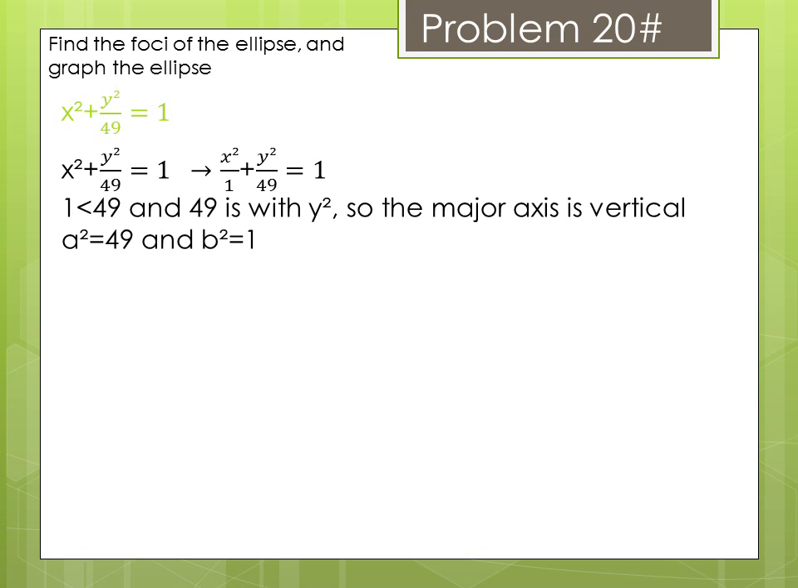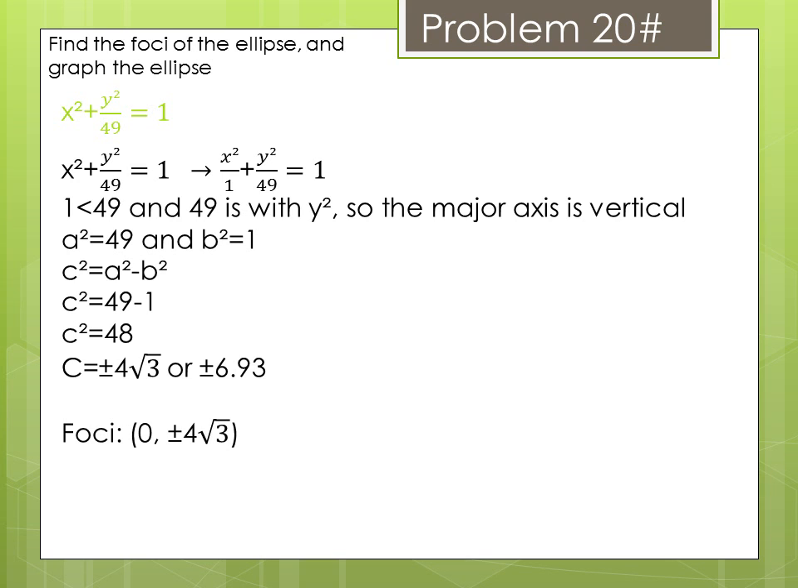a squared is equal to 49, and b squared is equal to 1. And we know that c squared is equal to a squared minus b squared. c squared is then equal to 49 minus 1, which simplifies to 48. So we know that c is equal to 4 square root of 3, or plus or minus 6.93, meaning that this is our foci, since we know that our foci is going to be at c.